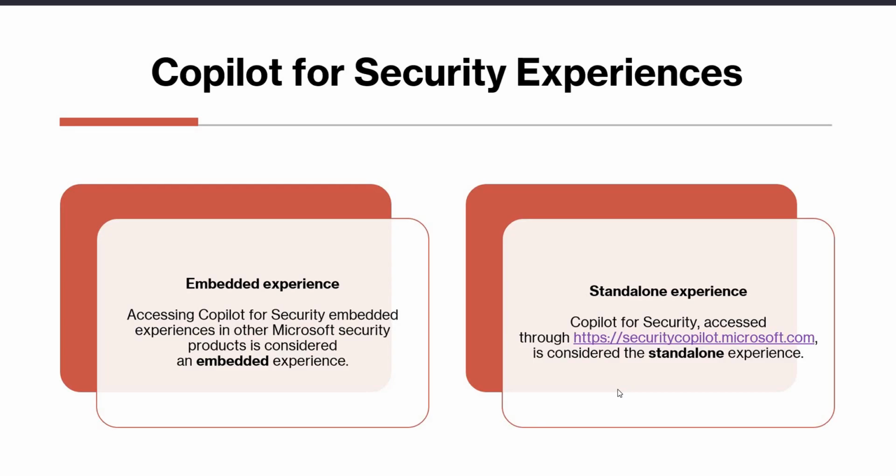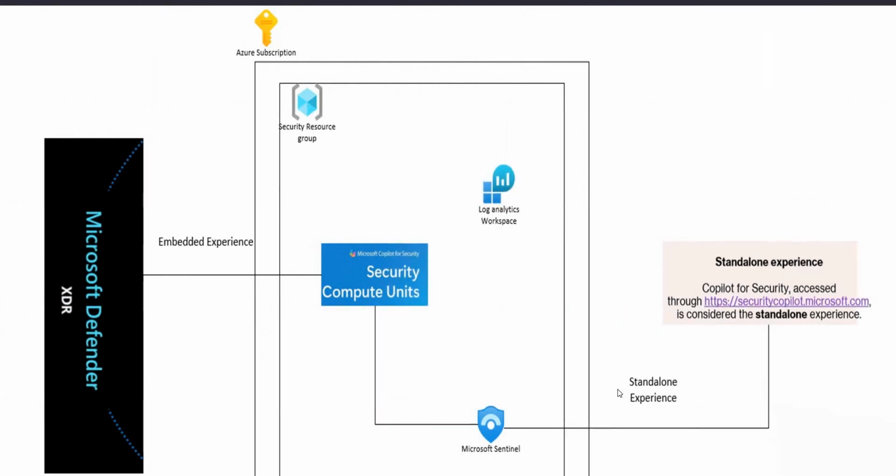The standalone experience is nothing but a separate portal dedicated for Copilot for Security. It has its own domain like securitycopilot.microsoft.com. If we visit that portal, integrate the other security product into it, then try to analyze an incident or threat from that particular security solution, then it is referred to as standalone experience. So with that, let's get to see a high level overview or high level diagram which we can exhibit.